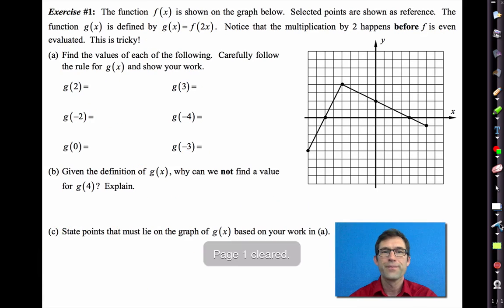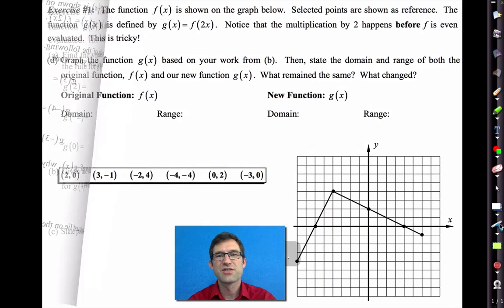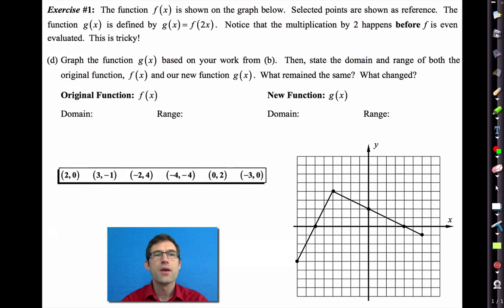All right, here we go. Let's do some graphing. Letter D says graph the function g of x based on your work from B, then state the domain and range of both the original function f of x and our new function g of x. What remained the same and what changed?